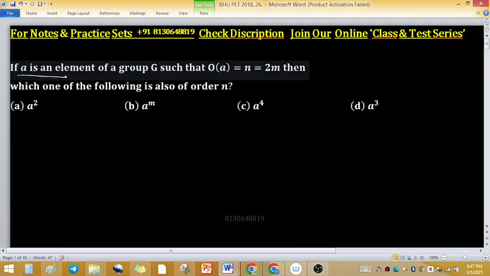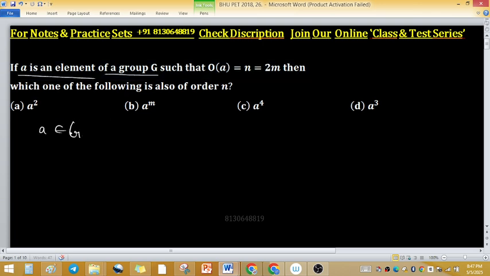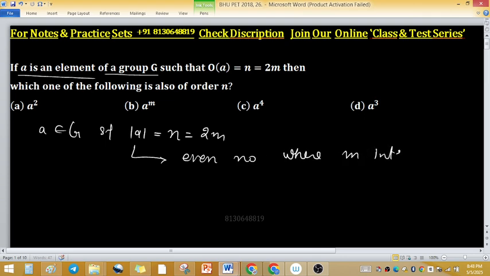If A is an element of the group G, written mathematically as A belongs to G, such that the order of A equals n and n is of the type 2m. So we can say the order of A is an even number, where m is a positive integer, because the order of an element is always a positive number, so m is positive. Which of the following is also of order n?